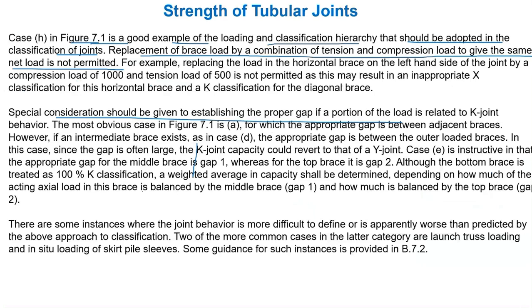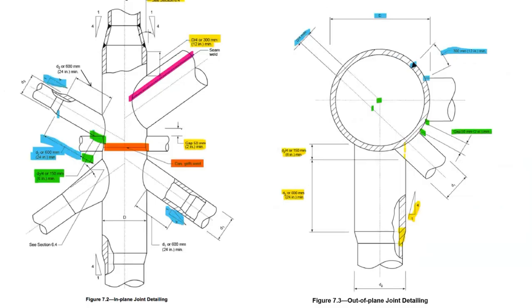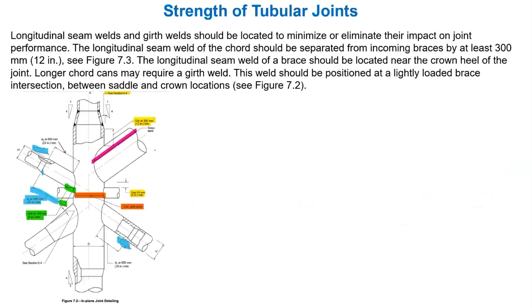Special considerations should be made to establish the proper gap if a portion of the load is related to K joint behavior. See here, one more thing also. Here we have seen the gap, here you see the gap and here also a gap is there. So this gap is also important while we define the K joint.